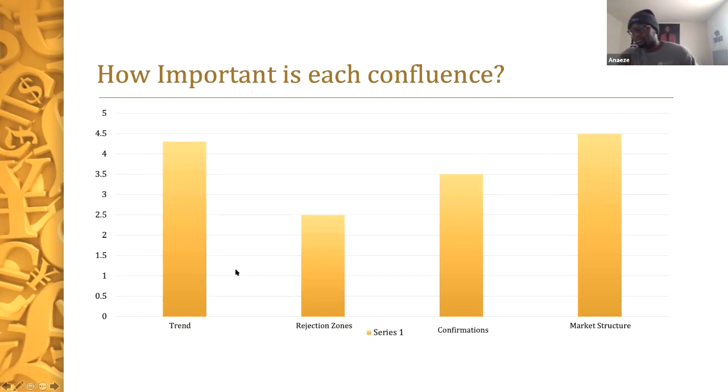As you can see here, rejection zones are basically your support and resistance zones. To me personally, I'll put it at 0.5 because it's not that important to me whatsoever. I just put it here in terms of basic retail knowledge, because in that format it's quite important. But in terms of the way me and Cozy trade, it's not important at all. In our model of the way we trade, market structure will be at 5, trend will be at 3.5, confirmations will be at 4.5, and rejections will be at 0.